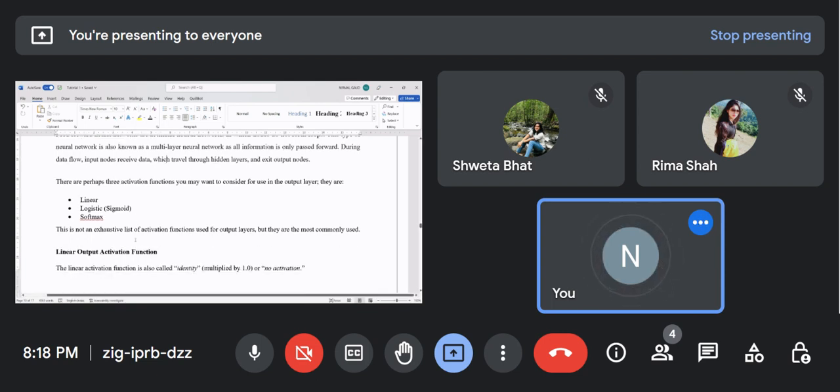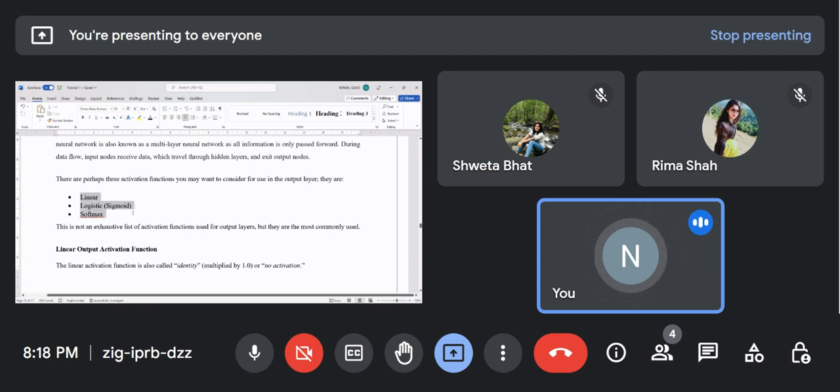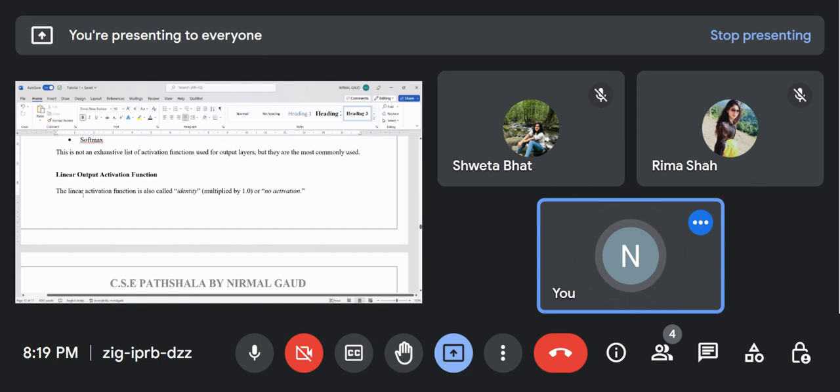As we have three activation functions, that means the linear function, the logistic function, that is the sigmoid function, and there is one more function which can be used in the output layer, that is softmax. So we can use the linear function also. That is the linear function, then sigmoid or logistic function, and one additional, the softmax function.